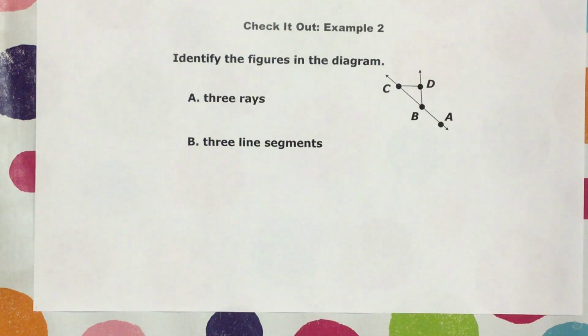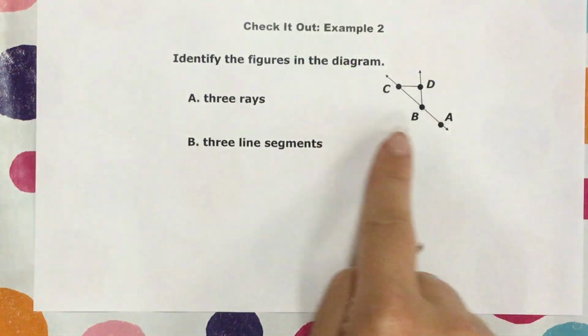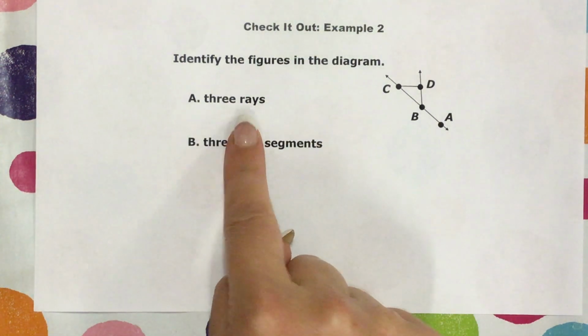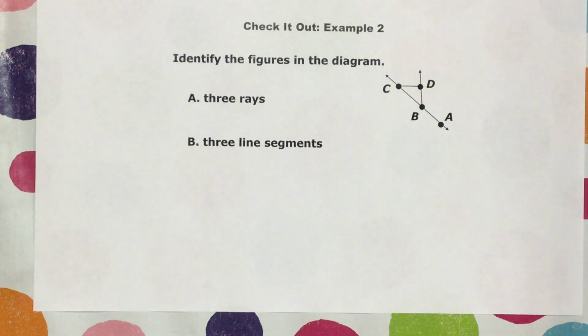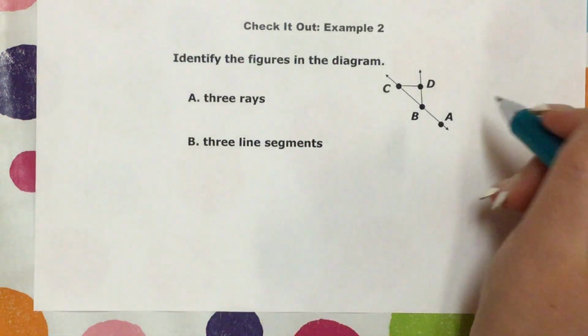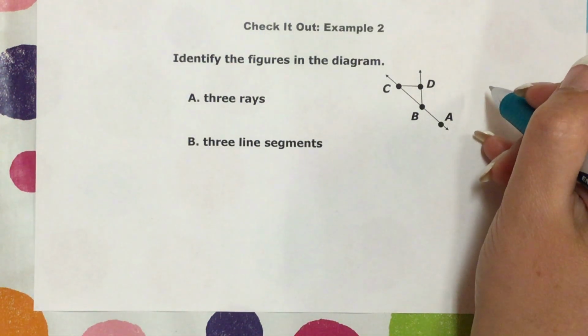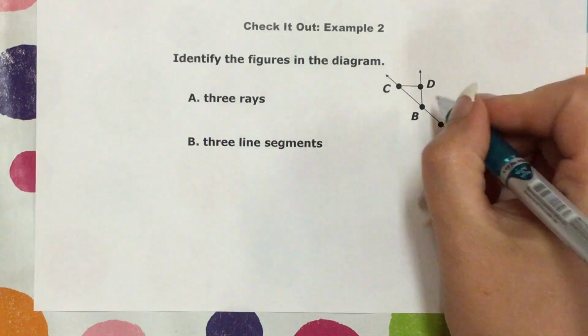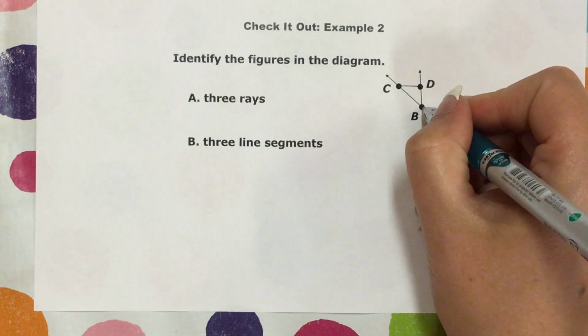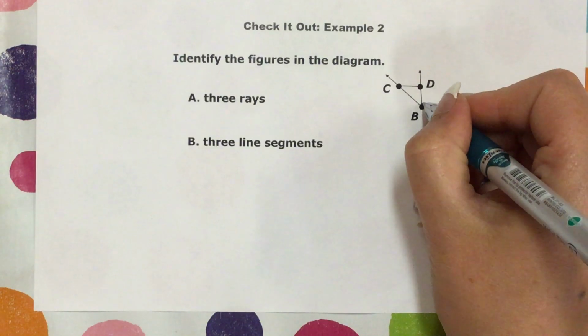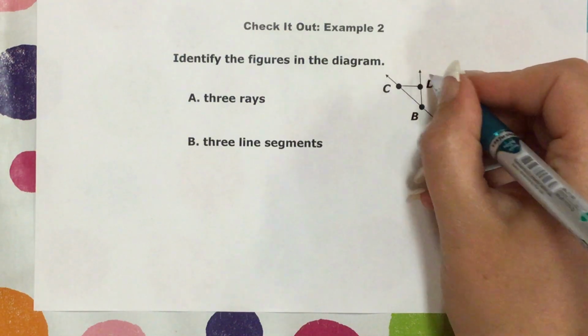We are back. Okay, ready to attack this problem. Okay, three rays. All right, we can do it. One ray would be, let's say the endpoint would be B, and we would go towards D off forever and ever.